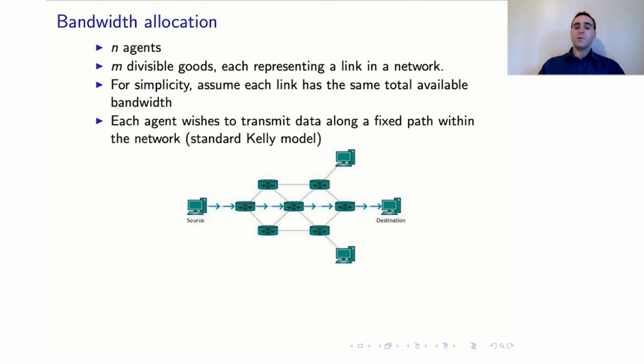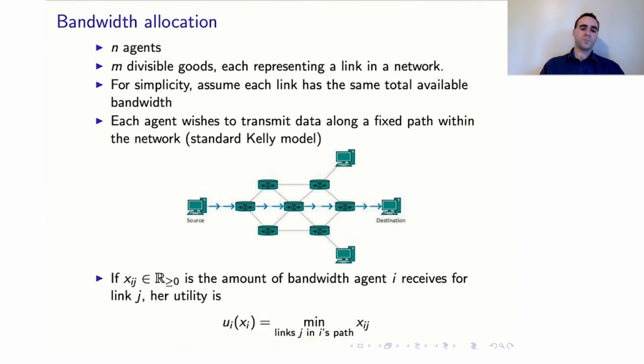And we're going to assume that each agent has a fixed path, and she wants to send data along that path. So this is a standard Kelly model. And you can see in this diagram here, there's a particular source, and there's a destination, and it has one particular path that it wants to send data on. We'll let x_ij denote the amount of bandwidth agent i has for link j, and the utility then will be the minimum bandwidth she gets over any of the links in her path.